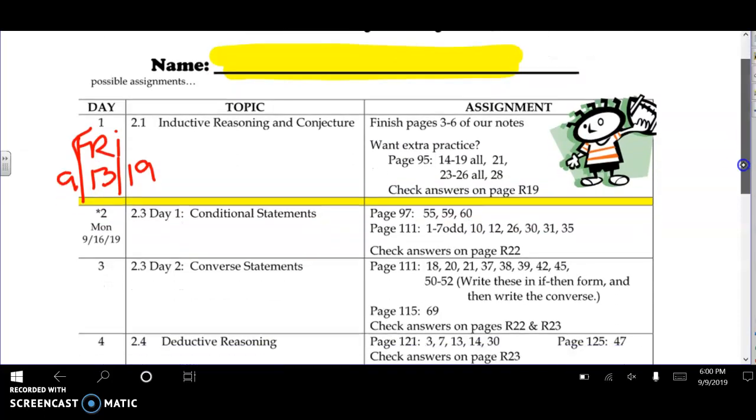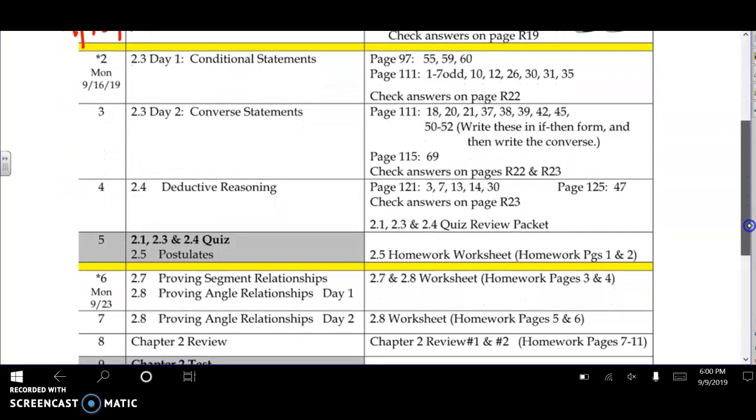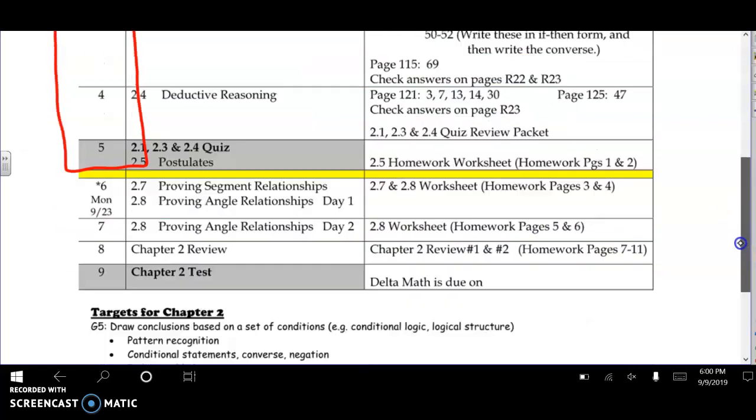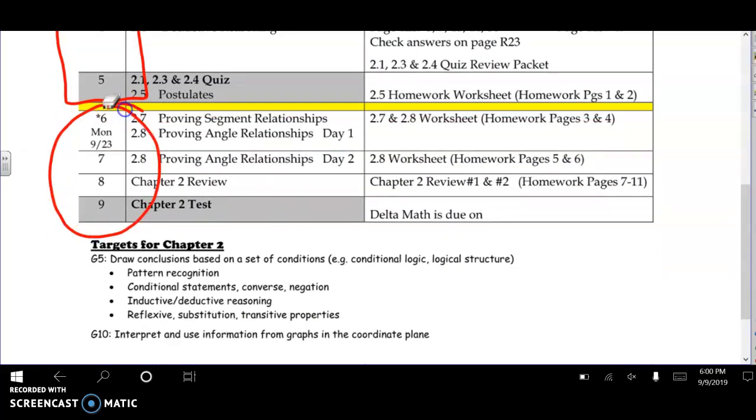Go through the rest of the calendar and fill in the days that go along with your period. If you're fourth period, well, we don't meet on Thursdays. If you're eighth period, we don't meet on Tuesdays. Do that for the following week as well. When you're done with that, unpause the video.